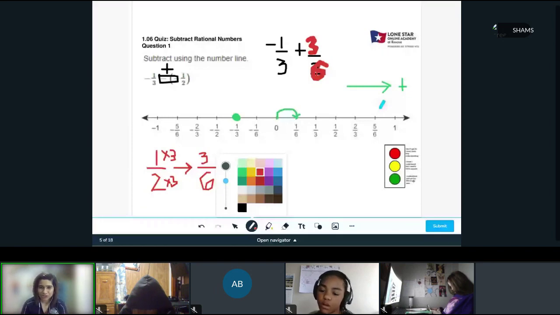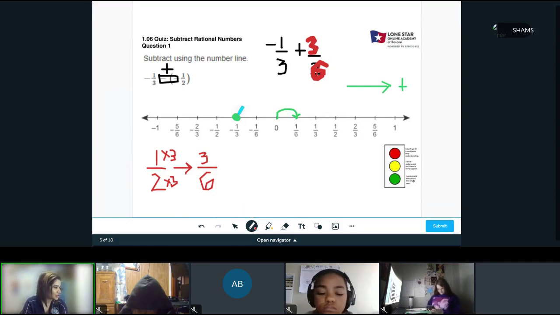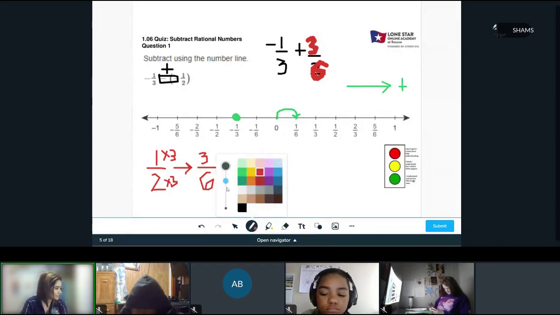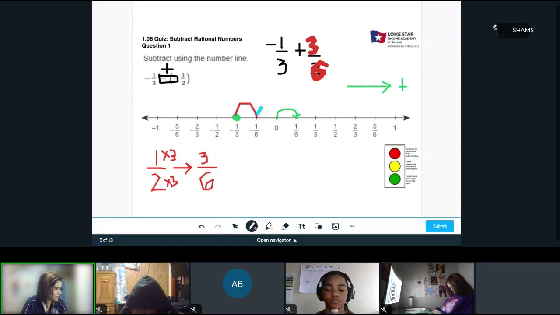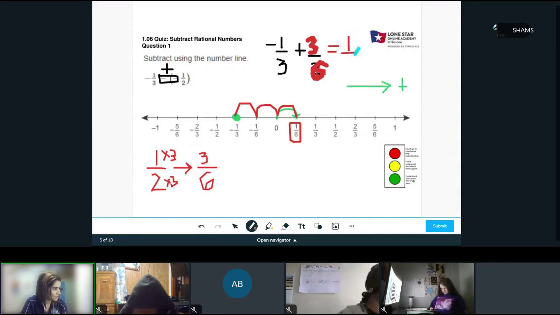How many jumps should I make? I start with negative 1/3. How many jumps should I make, because I want to add 3/6? Very good. I should make 3 jumps. Let's go ahead and do that. When we make those 3 jumps, we will get to the answer. 1, 2, 3. This is the final answer over here. So we can say when we add the 2 fractions, we should get an answer that is going to be 1/6. I see here, EJ, you have a question.